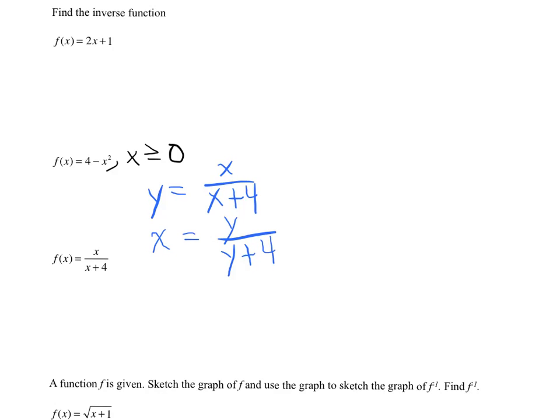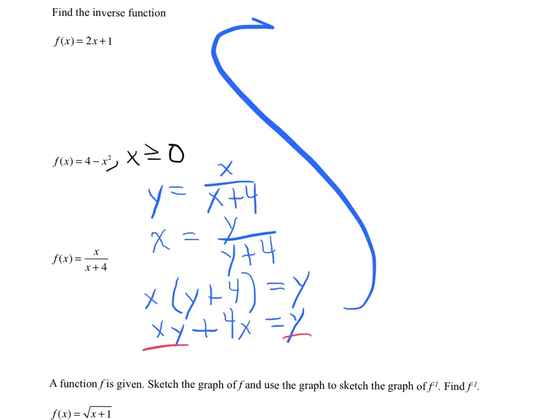Now we're going to solve for y. So we have to multiply by y plus 4. So x times y plus 4 is equal to y. Now do the multiplication on the left-hand side. That's just the distributive property. xy plus 4x equals y. Remember, we're solving for y, so that means we want all the terms that have y on the same side of the equal sign. So this term and this term should be on the same side of the equal sign. So we'll do that. So we have xy minus y, and we'll put 4x on the other side. That gives us a minus 4x.